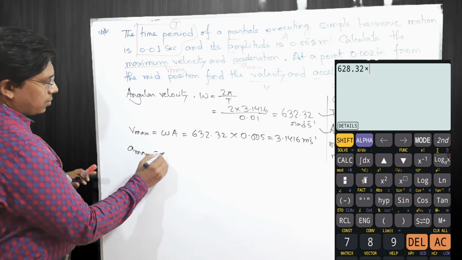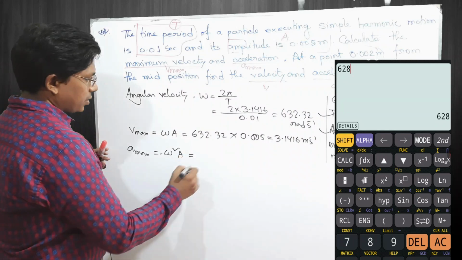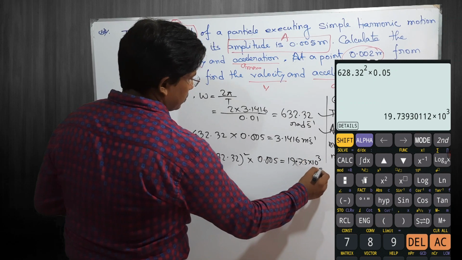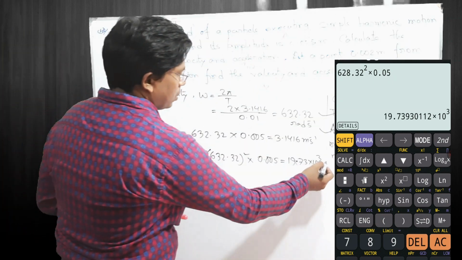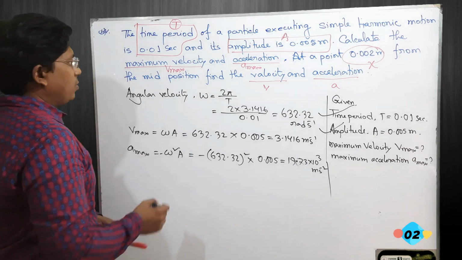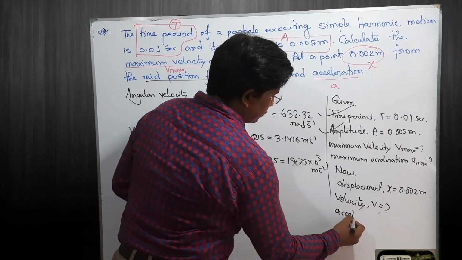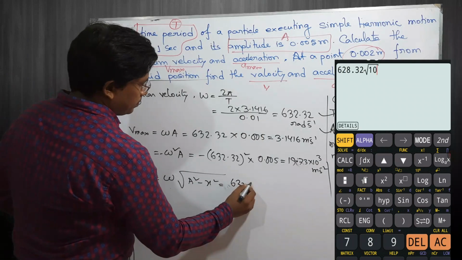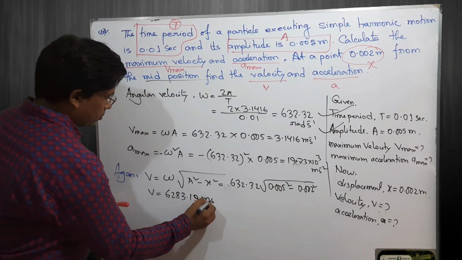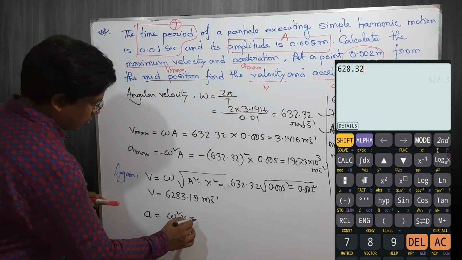Now for the Amax, it is minus omega square A. Here minus means the opposite side, opposite direction. The next part of the question, at a point 0.02 meter from the mid position, it's called displacement. The velocity is in meter per second, and the acceleration is omega squared x.